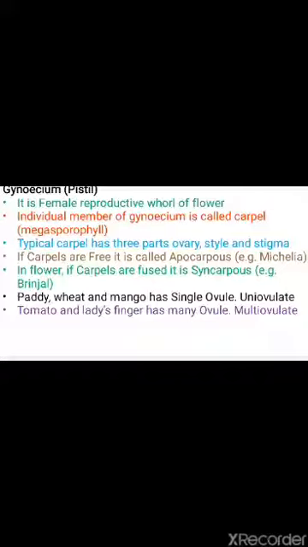Paddy, wheat and mango have a single ovule. They are called uniovulate. So all of you know that mango and wheat have a single ovule, so they are called uniovulate. Whereas tomatoes and lady's finger have many ovules and they are called multiovulate.